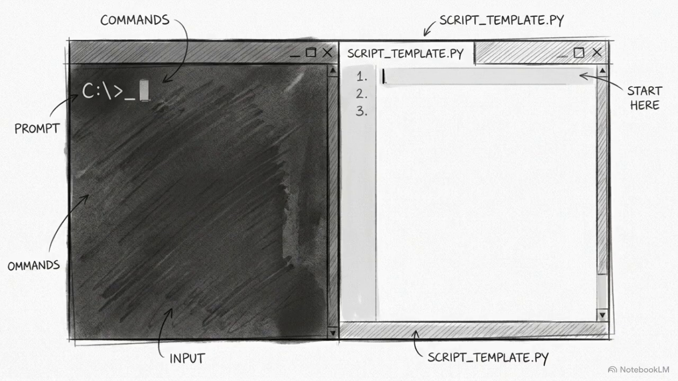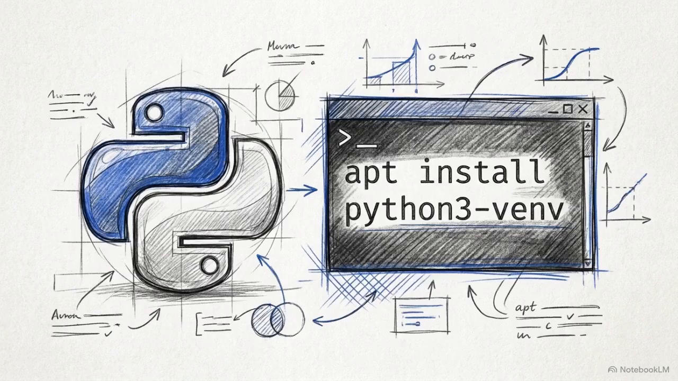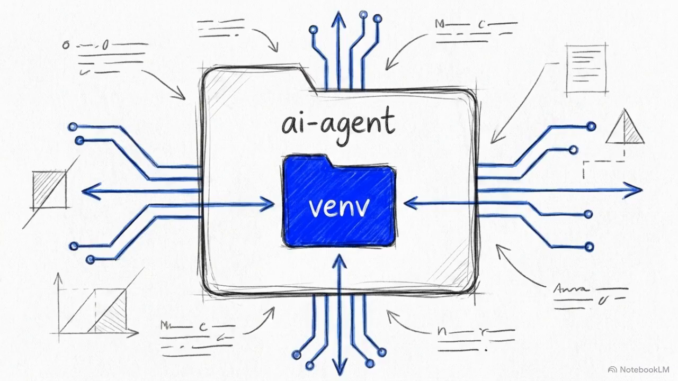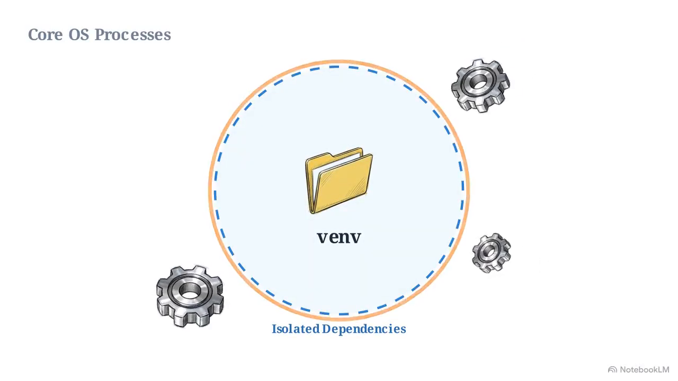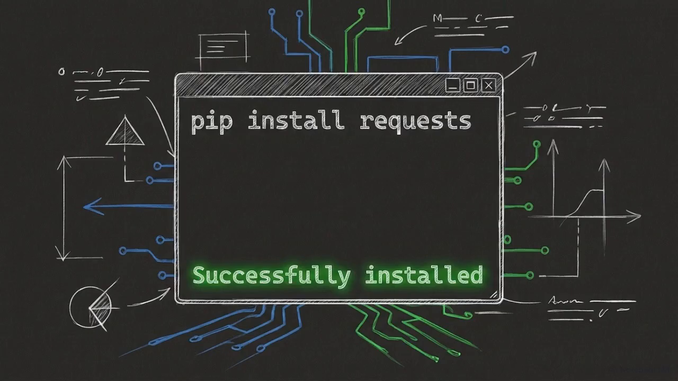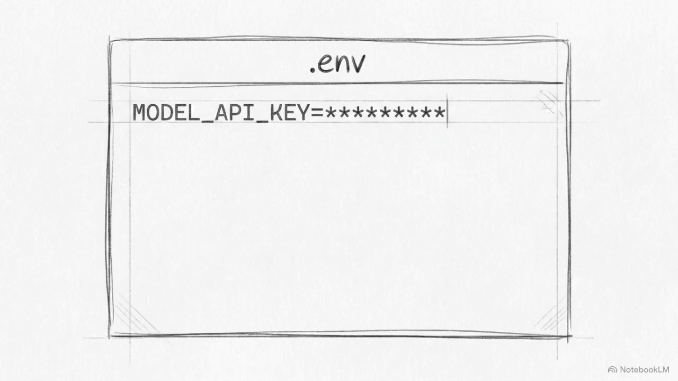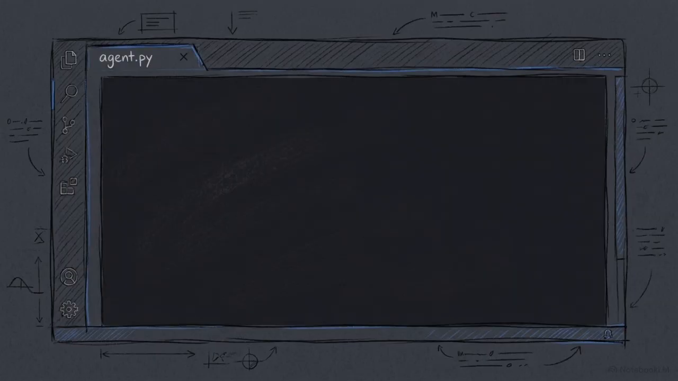Next, we need to build the software that will actually talk to this model. Install Python 3 along with its virtual environment utilities. Create a new virtual environment inside your project folder and activate it. This strictly isolates your agent's software dependencies from the core operating system. Inside this isolated environment, use pip to install the requests library for handling network calls and python-dotenv to securely manage your environment variables.